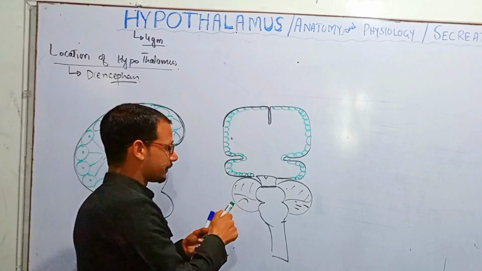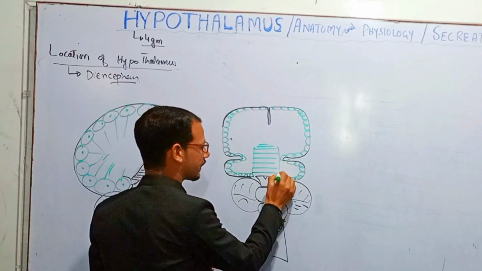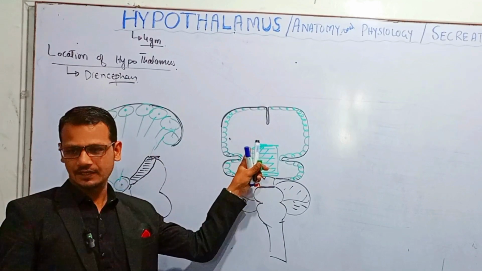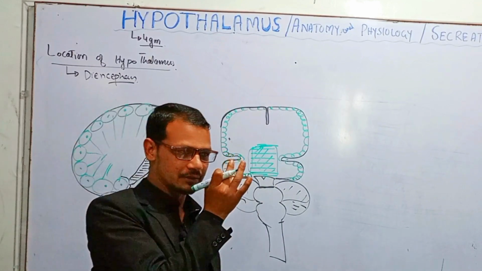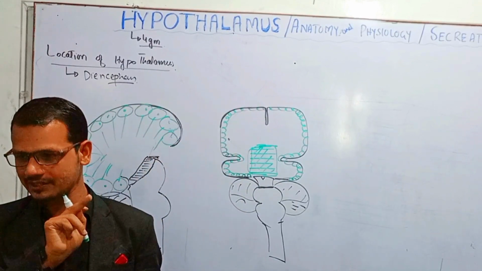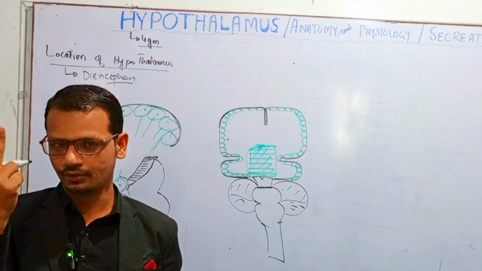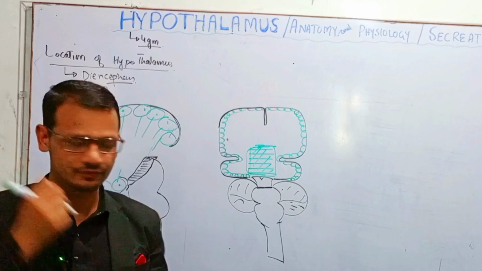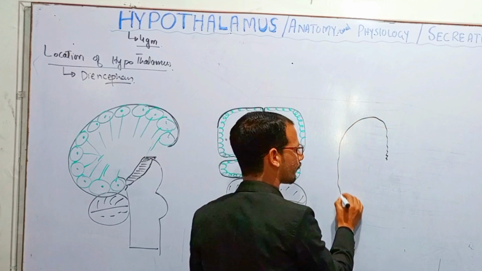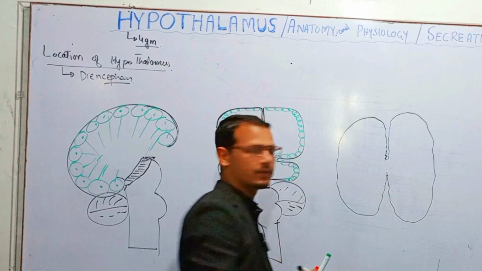For example, these parts are called the diencephalon. Actually, this hypothalamus is present here, right? If we cut this brain cross-sectionally from the side, we will see the medial side of the brain. And in the medial side, we will see the connection between the two lobes of the cerebrum, right? For example, this is the cerebrum, from the top, a superior view of the cerebrum.